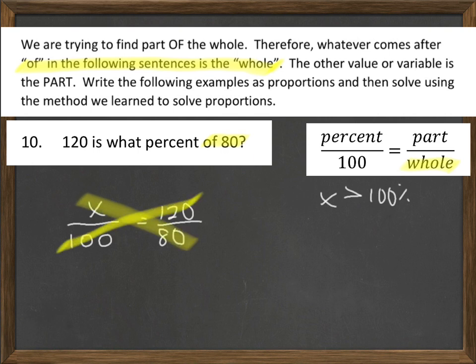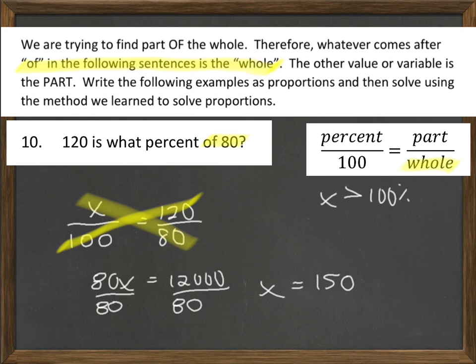Okay, so we have x times 80, or 80x, is equal to 12,000, right? 120 times 100 is 12,000. Okay, so then we divide both sides by 80, and we get x is equal to 150, but again, we have to rewrite it as 150%, because it says 120 is what percent of 80. To answer that in a complete sentence, we would say 120 is 150% of 80.